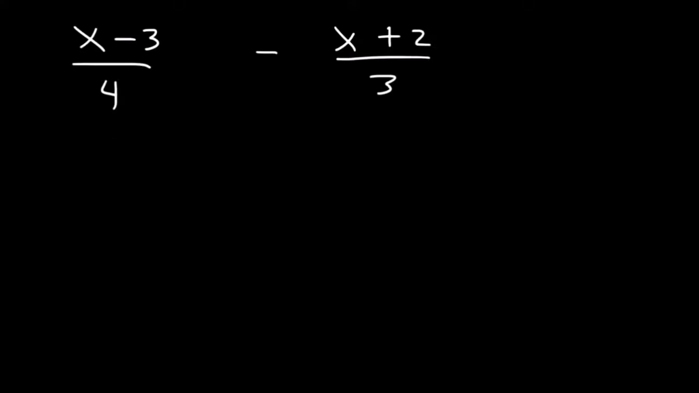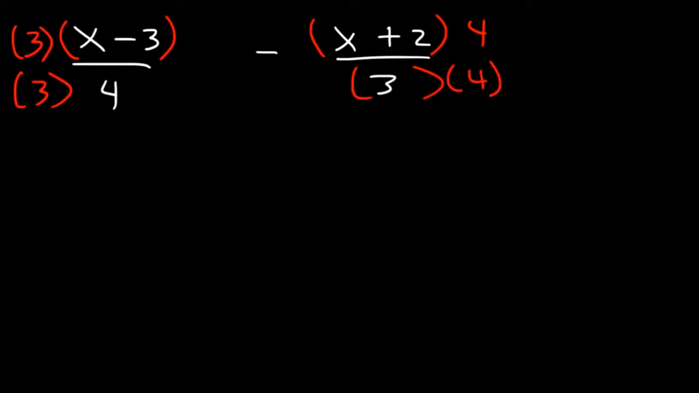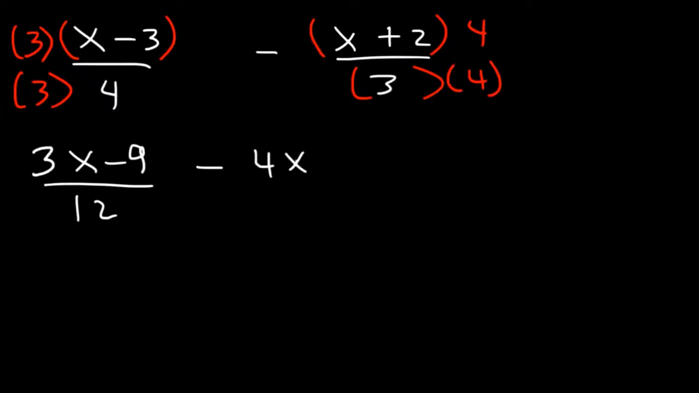Let's multiply the first fraction by 3 and the second one by 4. Now let's distribute 3 to x minus 3. So it's going to be 3x minus 9, and 3 times 4 is 12. Now let's distribute 4 to x plus 2. So that's going to be 4x plus 8. And keep in mind, this negative sign needs to be distributed to the 4x and the 8.